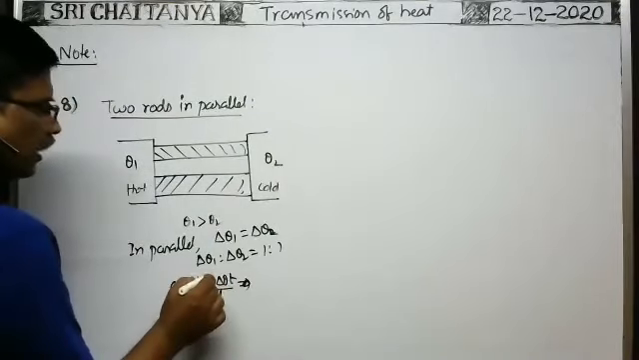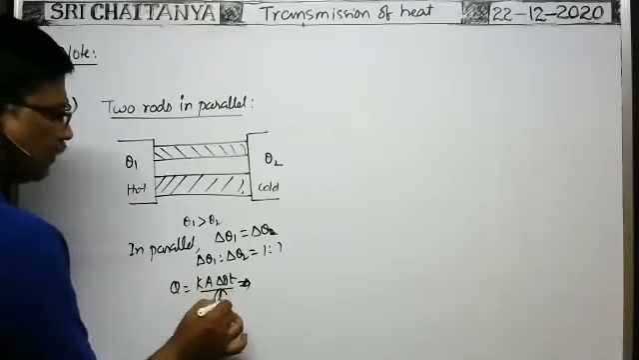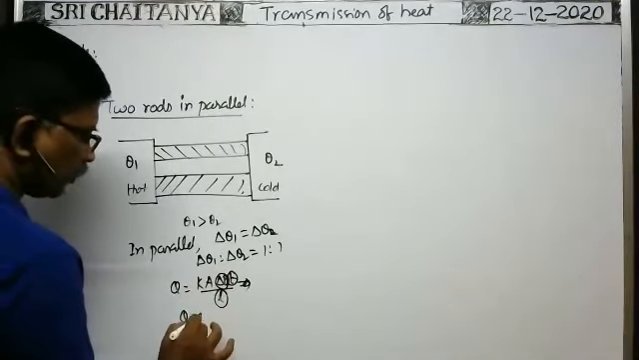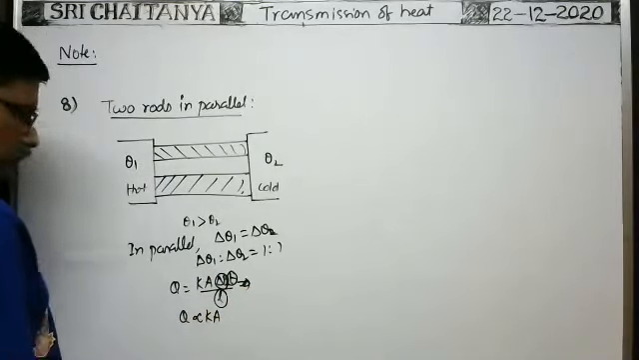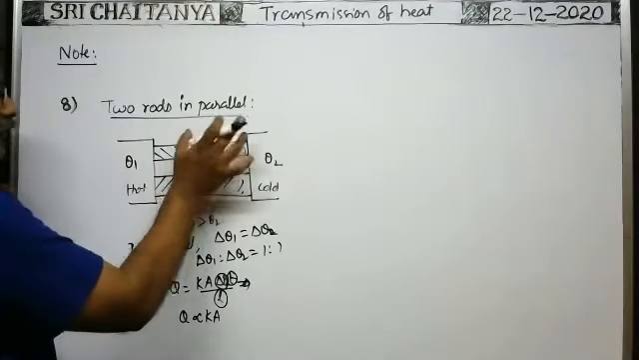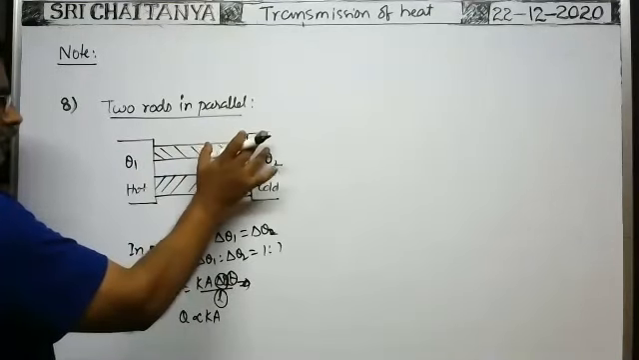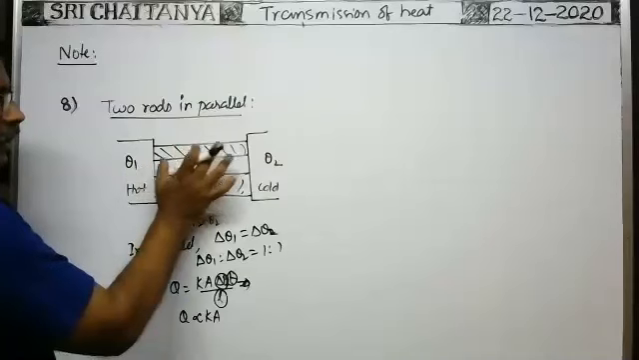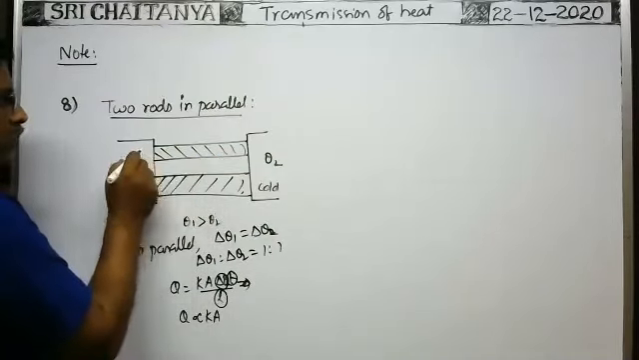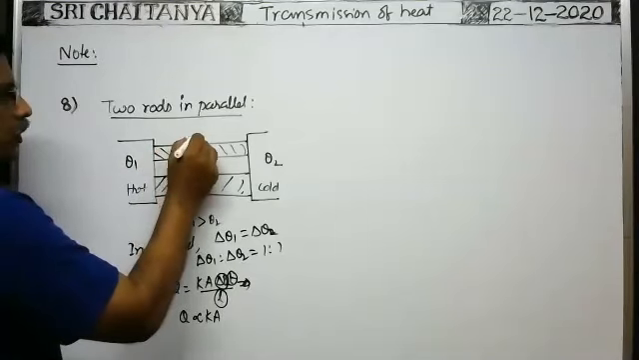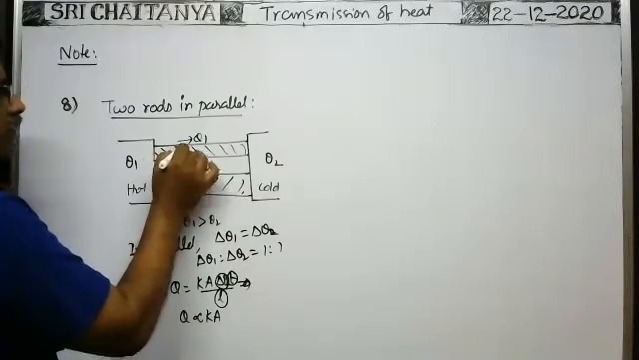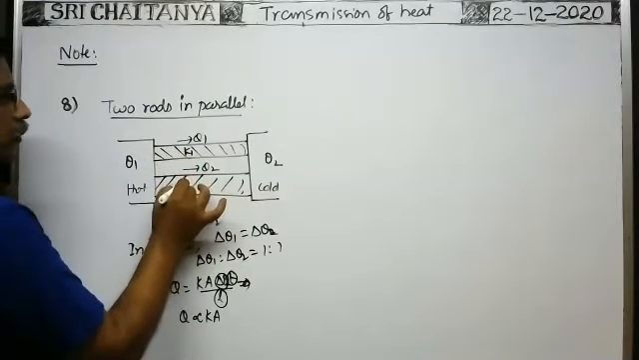In this, the area of cross section is different, the length is the same, and the temperature difference is the same in the same time. That's why Q is proportional to K. Whenever the same temperature difference is maintained across the two rods, they are in parallel. Suppose the heat energy transmitted through one rod is Q1 and through the other is Q2. The coefficients of thermal conductivity are K1 and K2.